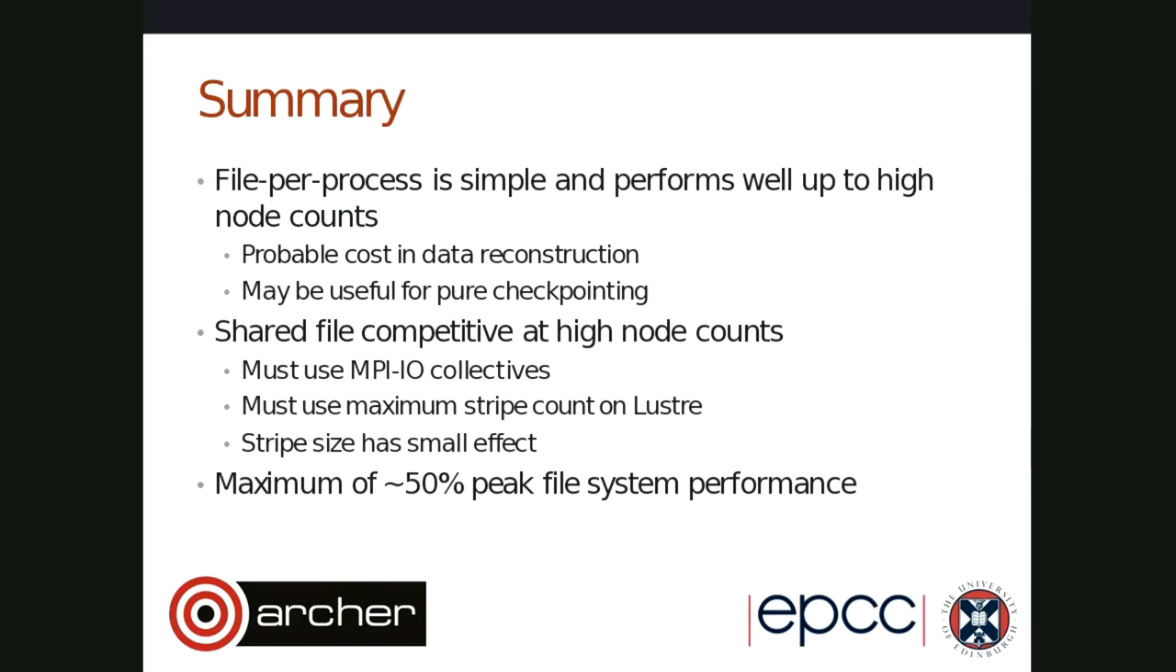Single shared files are competitive at high node counts with file-per-process in terms of performance. You have to use MPI collectives. You have to use maximum or high stripe counts on the Lustre file systems to get the performance. I haven't talked about stripe size in any detail here. We did investigate the impact of different stripe sizes, but they have little impact on the performance for the sizes of IO we were doing here. And there's still this maximum of around 50% of the peak file system performance, which seems to be independent of both Lustre and GPFS.